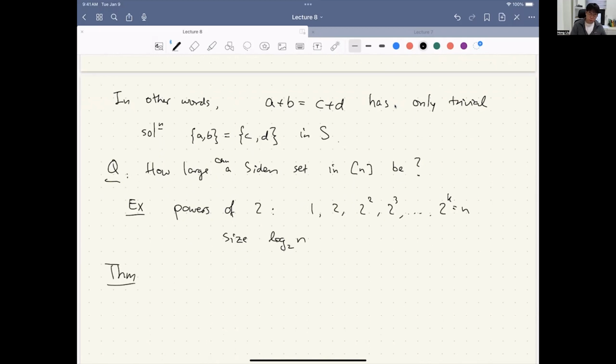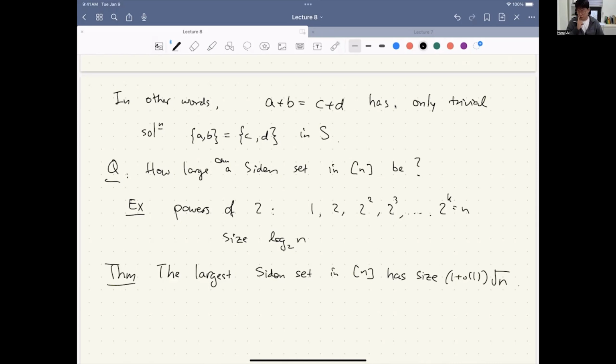So the largest Sidon sets in [n] have a size we even know asymptotically. Up to the little o(1), the square root n size is best possible.